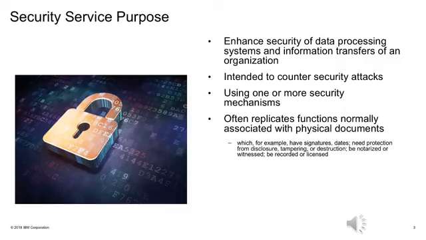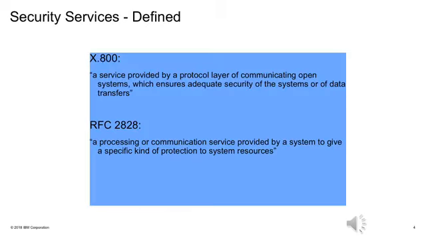Stallings takes a look at a couple of definitions, and he's pulled out one from the ITU, the International Telecommunications Union. That's the United Nations governing body for standards worldwide. X.800 defines a service as one provided by a protocol layer of communicating open systems which ensures adequate security of the systems or of data transfers.